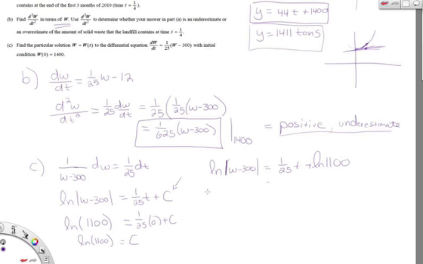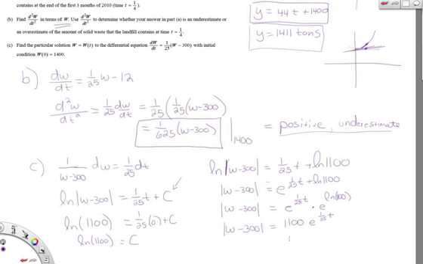I solve for W, so I exponentiate. I get W minus 300 equals, when I exponentiate on the side, I get e to the 1/25 t plus ln 1100. And I still don't know about the absolute values if I need them or not, so I'm going to hold on to them for one more second. So I can split this up using my exponent rules. And e to the ln 1100 is just 1100. So I get that W minus 300 equals 1100 e to the 1/25 t.